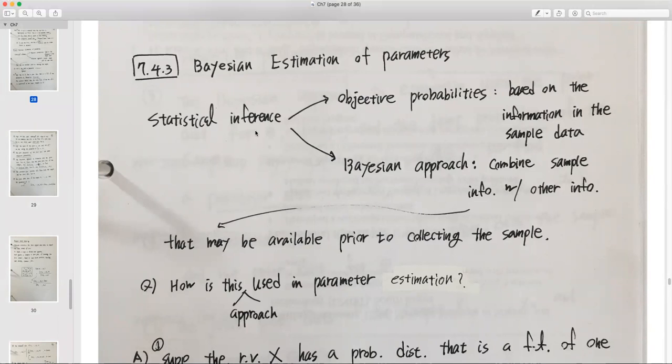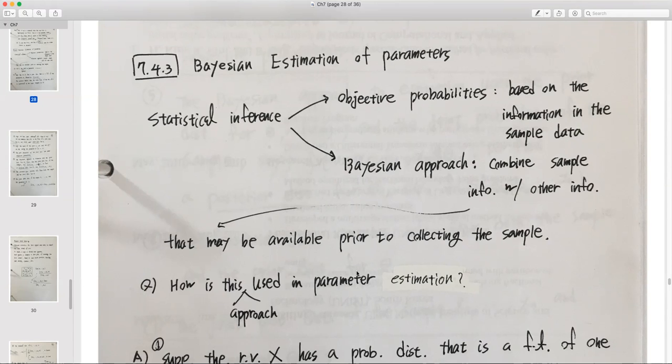Statistical inference can be classified into two types: objective probability and the Bayesian approach. In objective probability, which we learned, we approximate the population parameters based on the sample data. Finding point estimators based on the sample data is called objective probability. But the Bayesian approach is different. We use not only sample data but also other information, which may be available prior to collecting the sample.